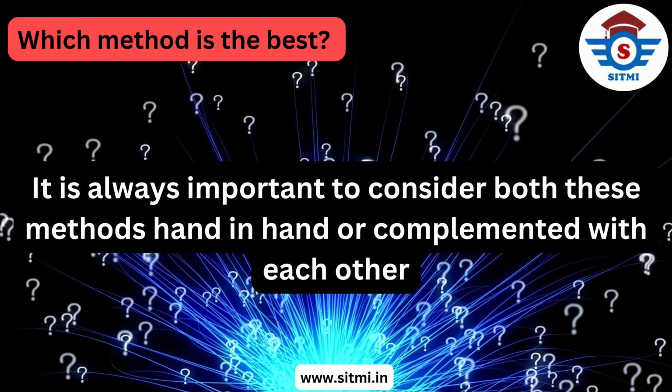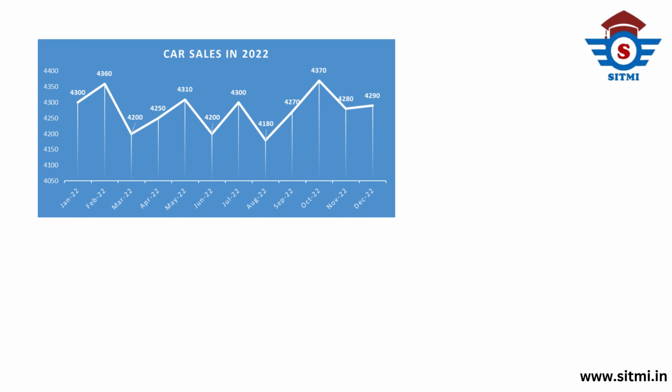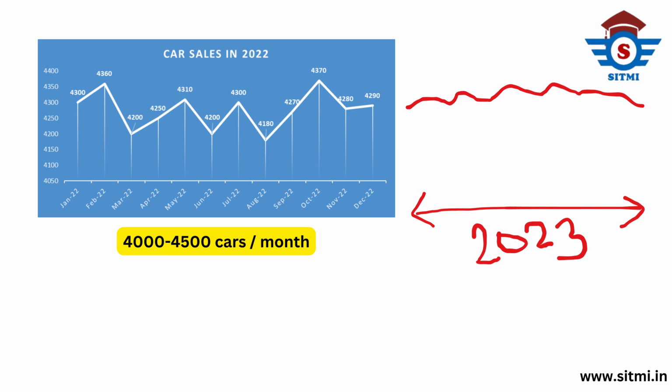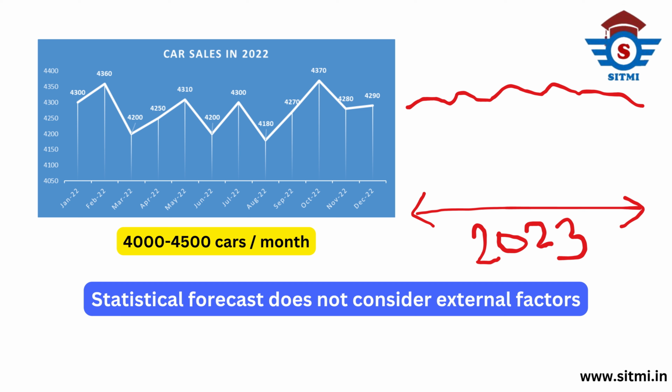Now, to prove that concept, let's assume that based on the previous year's demand for petrol and diesel vehicles, a company was selling on average 4,000 to 4,500 vehicles. If we do a statistical forecast based on that historical data, we will end up with a future forecast of around 4,000 to 4,500 vehicles per month, without considering any other implications or any other effect on this forecast. But the biggest challenge of the statistical forecast is that it does not consider external factors.